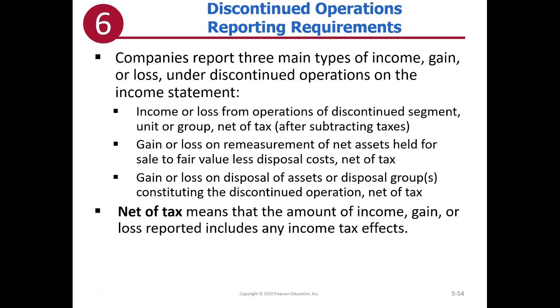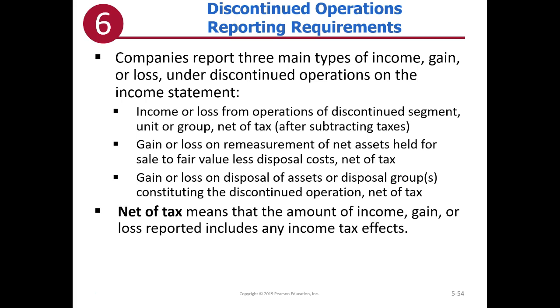In this video, we're taking a closer look at discontinued operations and how it is calculated. First, just to review, companies report three main types of income, gain or loss when it comes to discontinued operation. The first bullet point there is the income or loss from the actual running of the operations. So you have revenues, you have expenses, and if you have more revenues than expenses, you're going to have income. If you have expenses that are too high, you're going to have losses.